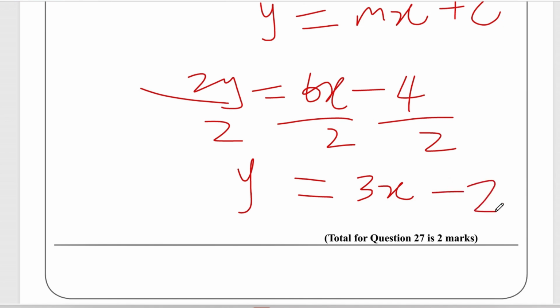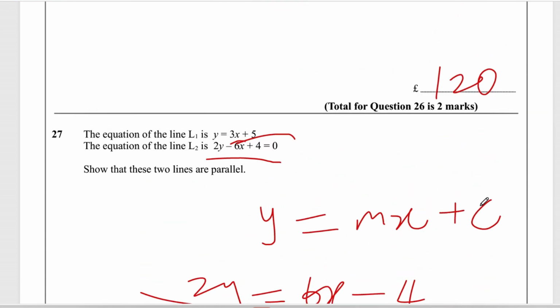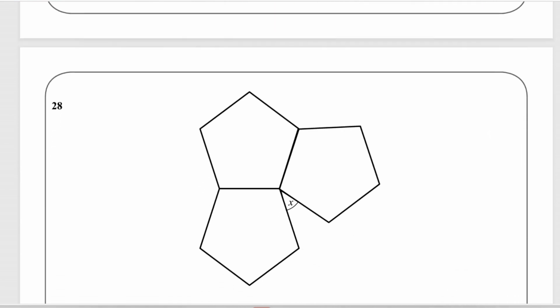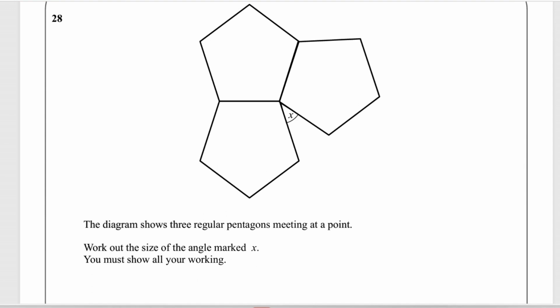Remember, slope is m beside x. So slope here is also 3. The y-intercept doesn't matter. The fact that slope is 3 means those two lines are parallel because they have the same slope. It was 3 in the first one, 3 in the second one that we got. So they're parallel. Okay, let's look at this question.